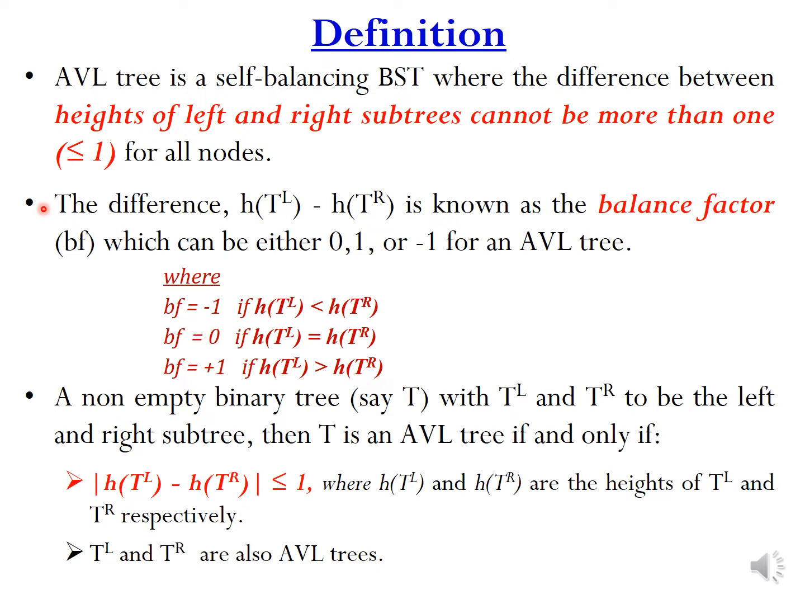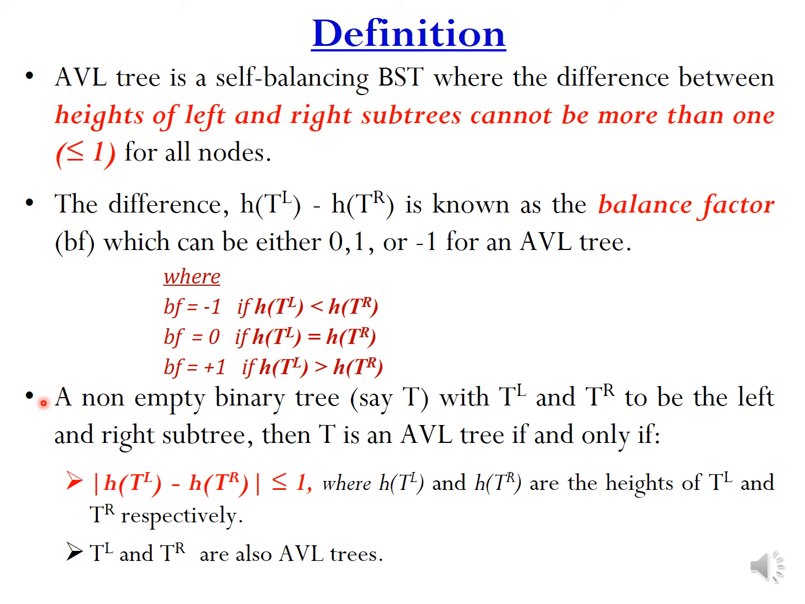The difference between the height of the left subtree and the height of the right subtree is known as the balance factor, or BF in short, but there is no hard and fast rule. It can be either 0, 1 or -1 for an AVL tree. The balance factor is -1 when the height of the left subtree is less than the height of the right subtree, 0 when the height of the left subtree equals the height of the right subtree, and +1 if the height of the left subtree is greater than the height of the right subtree.